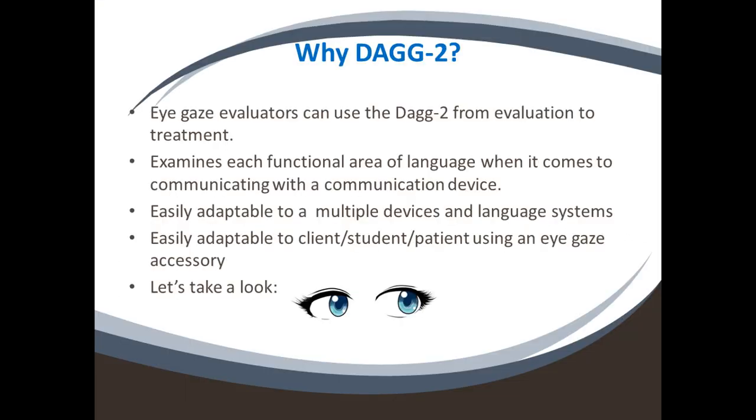Let's talk about it. So the dynamic AAC goals grid is something that I love because evaluators can use it. Really, you can use it with any device. It's not made for an eye gaze user particularly, but it's a really good tool. It's a really good tool for evaluations and treatment. So you can actually start filling this out for patients or students or clients right at the beginning, and it's going to help you with your evaluation, with reassessing, and with goals.